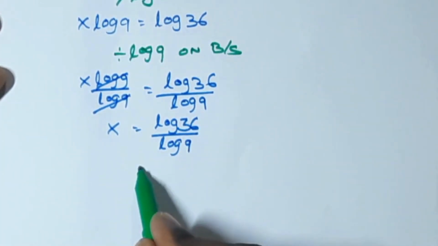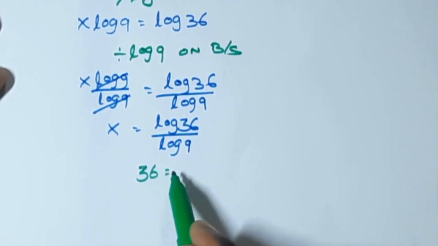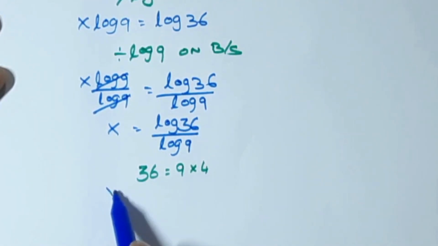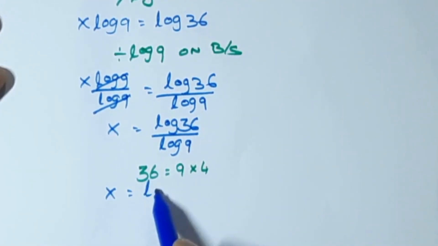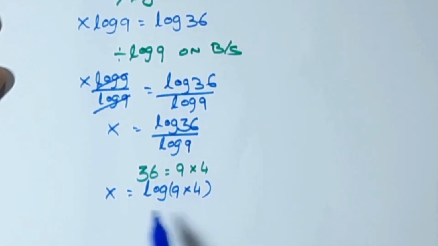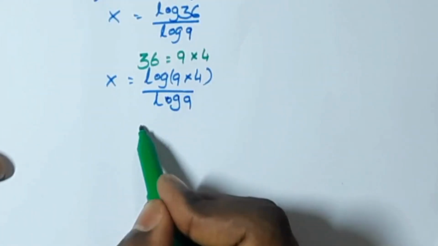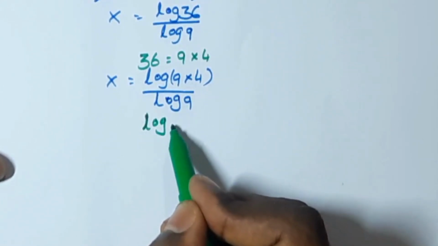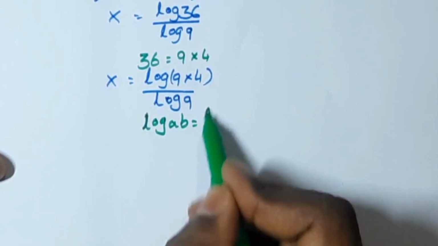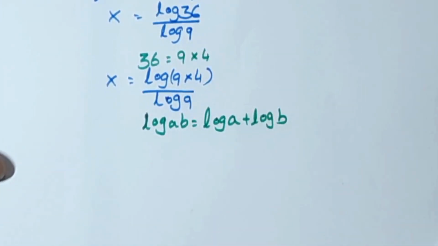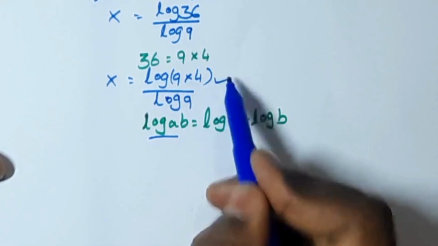We can write 36 as 9 into 4. So x equal to log (9 into 4) by log 9. You know the formula, that log AB equal to log A plus log B. We are applying this here.